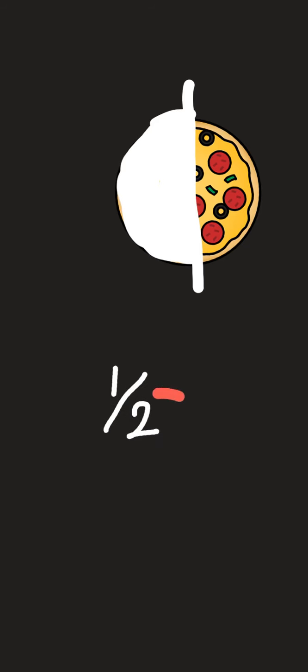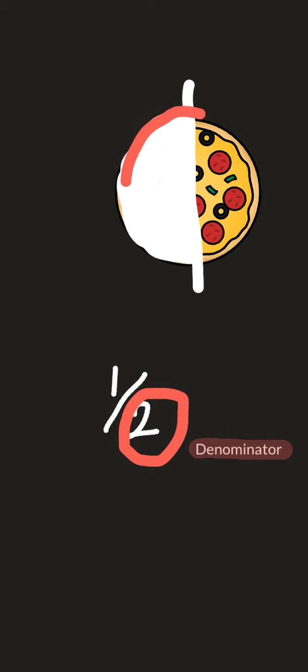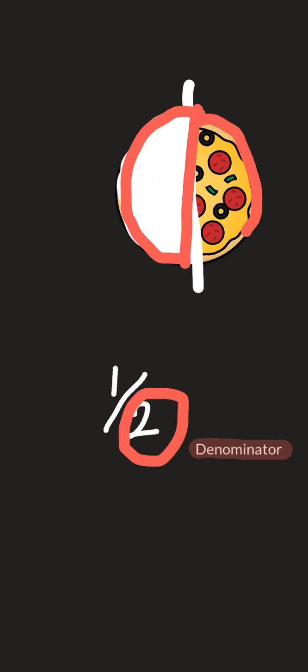This bottom number here is what we call the denominator. The denominator tells us how many parts the whole has been split into. As you can see, the whole has been split in to 2 equal parts. So the denominator tells us how many parts the whole has been split into.